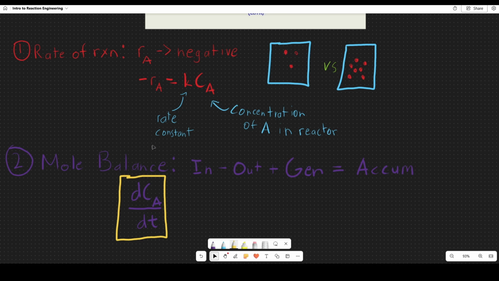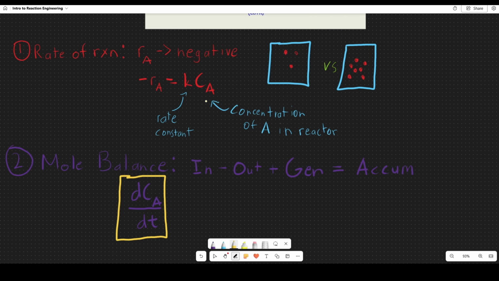Why are we not worried about the products? After all, aren't the products more important to us? Yes, that's true. But the thing is that the reaction rate, if we look at this rate of reaction, depends on Ca, right? It depends on the concentration of A in the reactor.